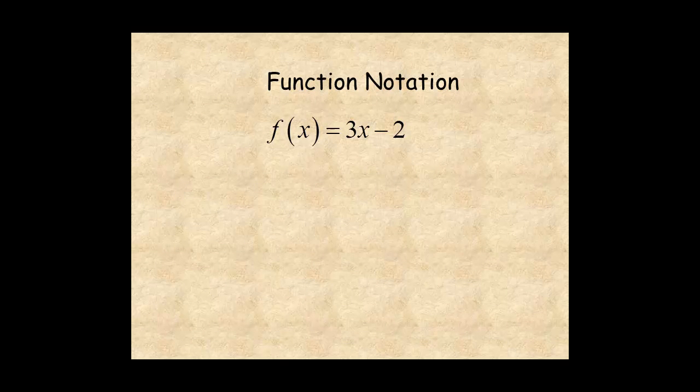So function notation is a way to describe the value of a function. F of x equal 3x minus 2 defines a function where x is the input and 3x minus 2 is the output. Then f of 2 is the value of the function when x is 2. If you replace x by 2, then f of 2 is 3 times 2 minus 2, which is 6 minus 2, which is 4.